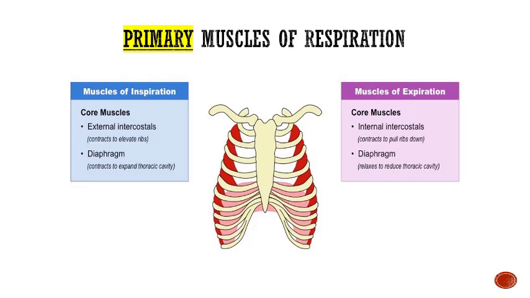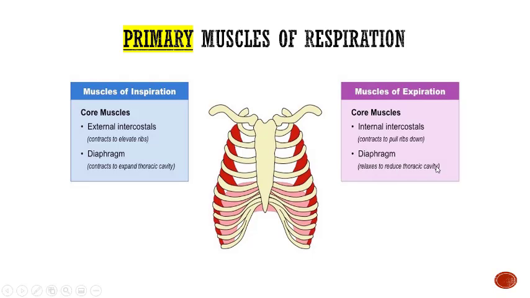Your primary muscles of respiration. So primary muscles of inspiration are your external intercostals, your diaphragm. Your primary muscles of expiration are your internal intercostals. Diaphragm is listed here, and I almost put a box over it just because I really don't want you to get confused. The diaphragm is absolutely the primary muscle of inspiration.